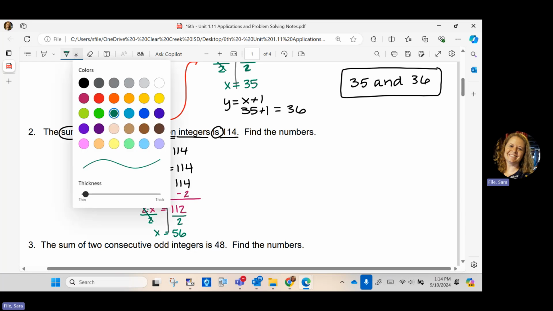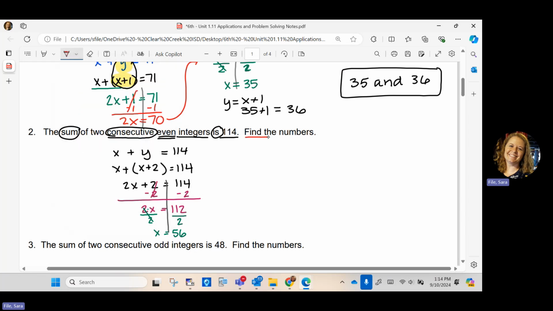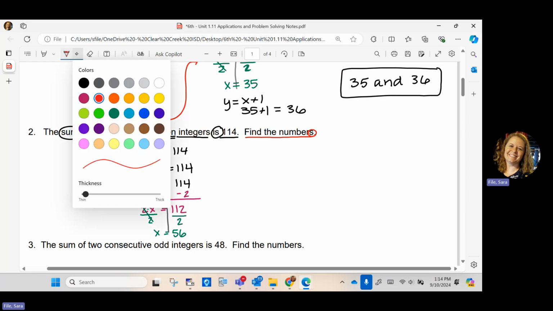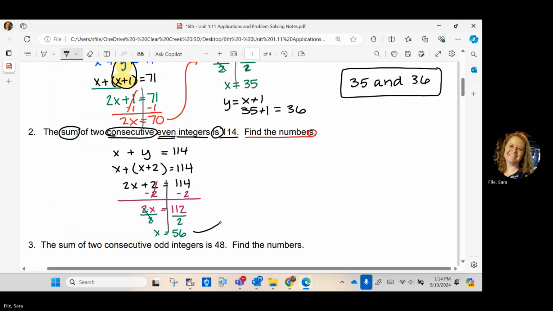Again, I'm going to go back and ask, what are they looking for? They want me to find the numbers. There's 2 answers here. 56 is one of them. How do I get y if I know x is 56? We said this time y is 2 more than x. So what's 2 more than x?